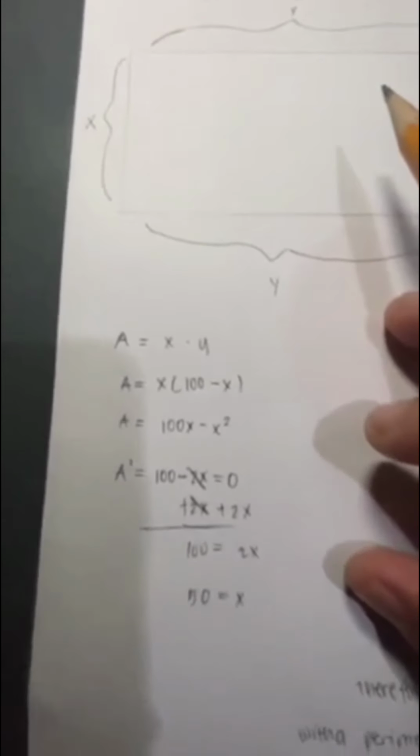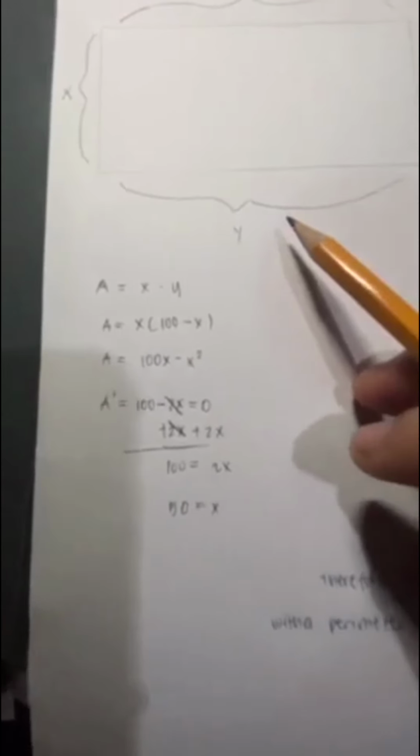To find the area, we have to write down the formula. The formula of the area is x times y, and the y we have is 100 minus x. So A equals x times 100 minus x, because of the y that we have here. Right after, let's distribute the x to 100 minus x. So we got 100x minus x squared.